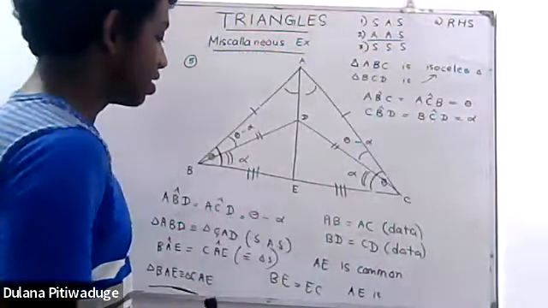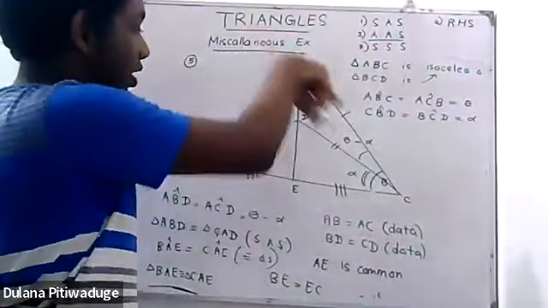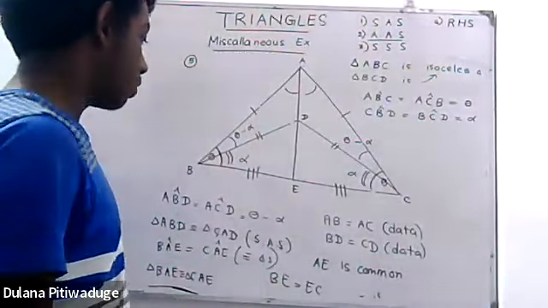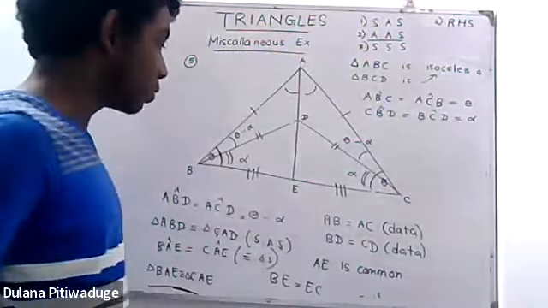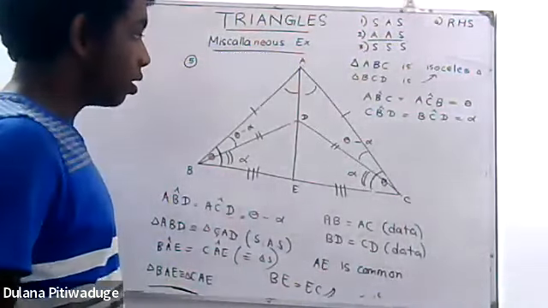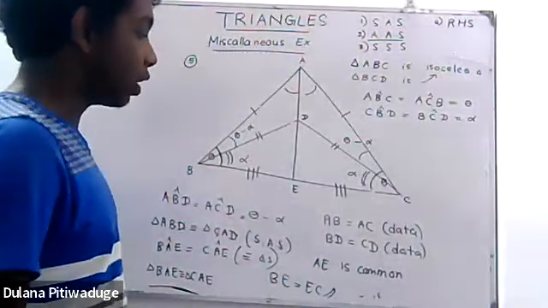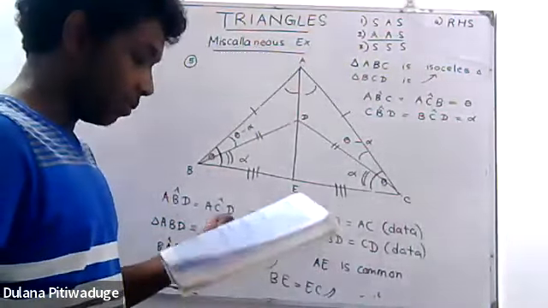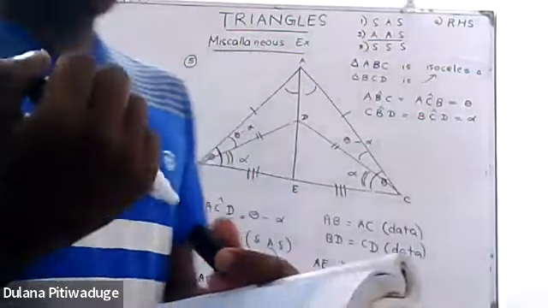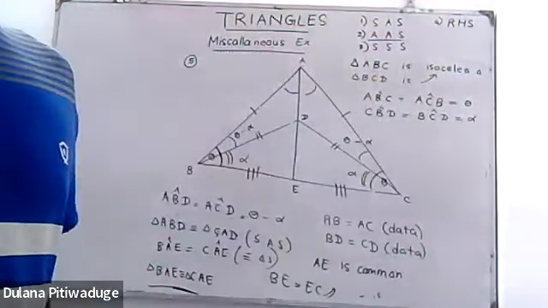So we can write the statement that BAE is equal to EAC. We have stated it already, CAE. And we can say that BE equals EC by their congruency. Therefore, AE is the perpendicular bisector of BC. Then AE and BC are perpendicular to each other.